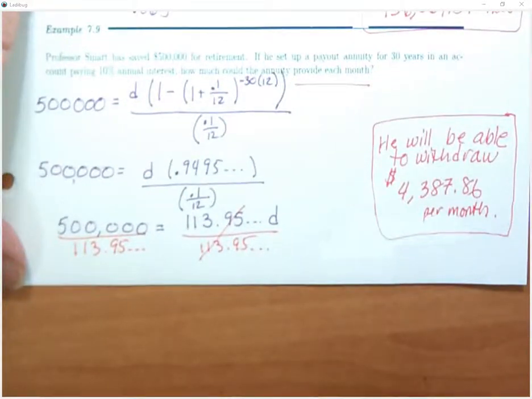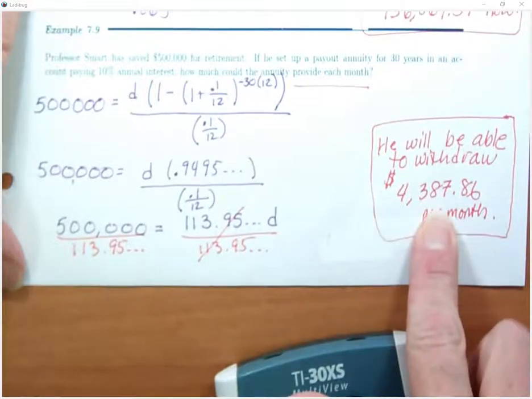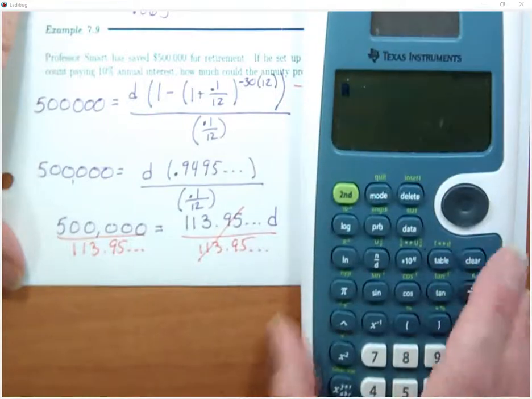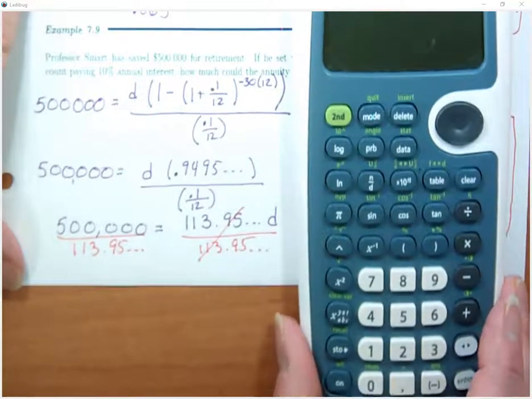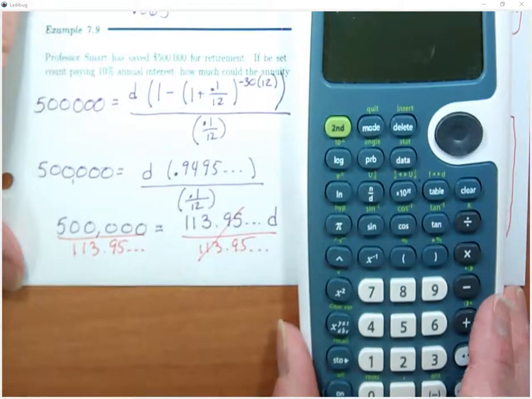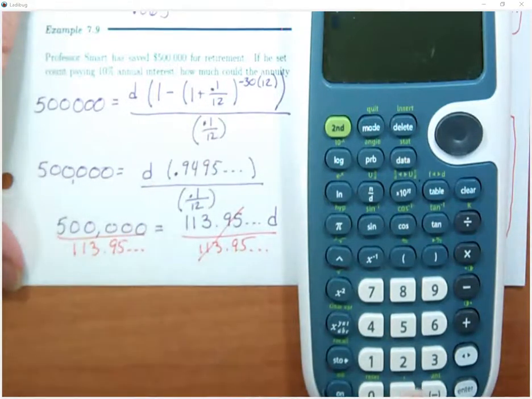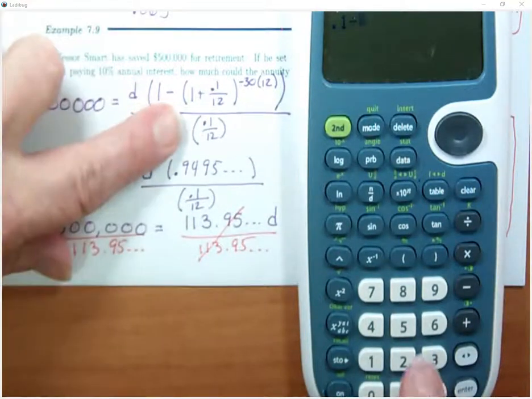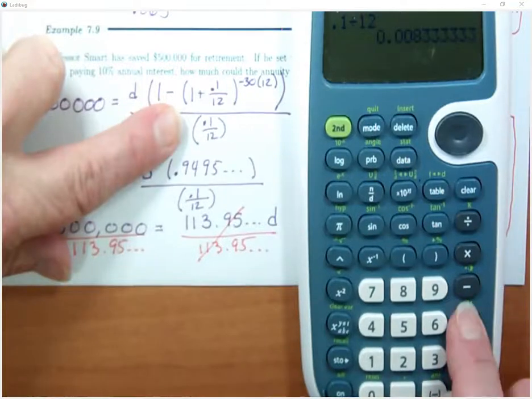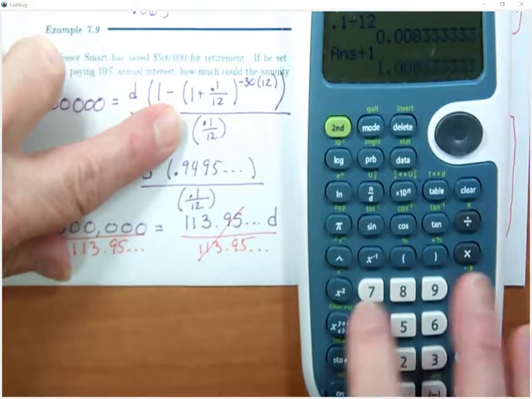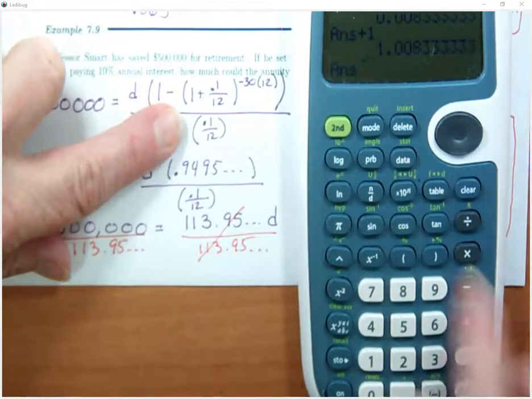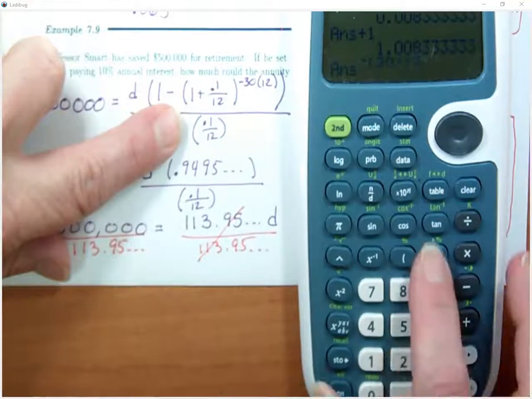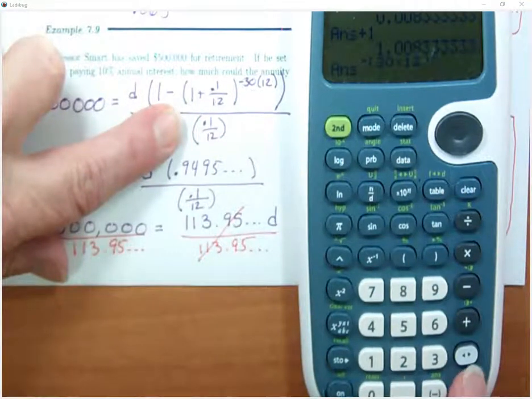So now this one, we already established the answer before, but that's what he'll be able to withdraw each month. So we're going to now type in all the stuff you need for this one. So I would start here, 0.1 divided by the 12. Add my 1, don't forget to do that. Raise it up to the negative, and then I'm going to use my parentheses, 30 times 12, which you could do in your head instead if you want.